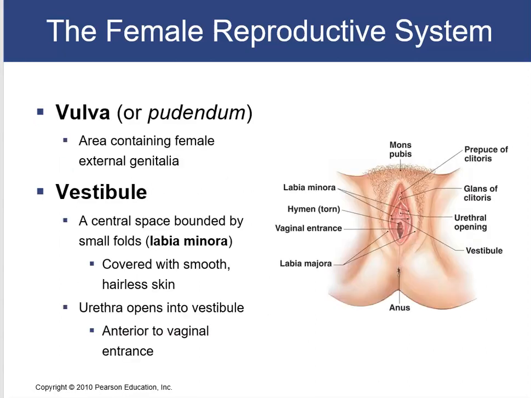Next, we need to look at the external genitalia. This is known as the vulva or the pudendum. This term refers to the area that contains the female external genitalia. Part of this is the vestibule. This is the center space that is bounded by small folds called the labia minora. This area is covered with smooth, hairless skin. The urethra opens into the vestibule, just anterior to the vaginal entrance.